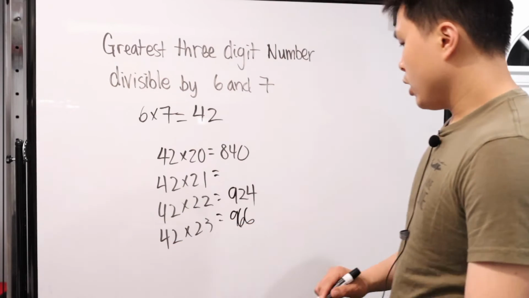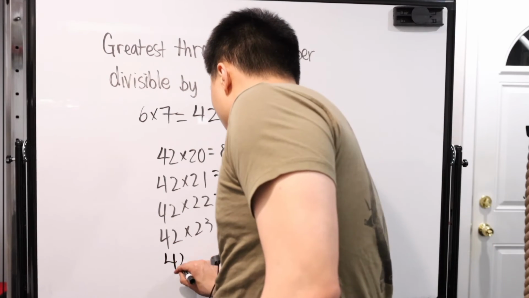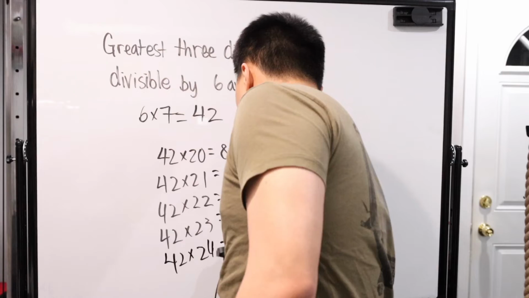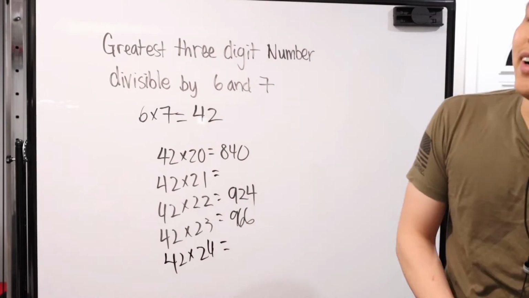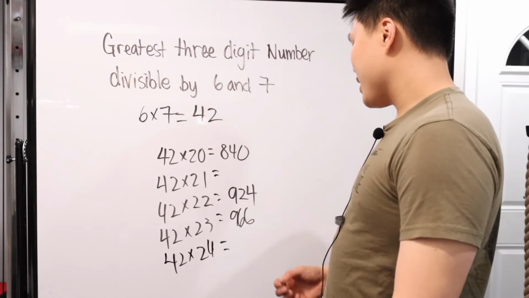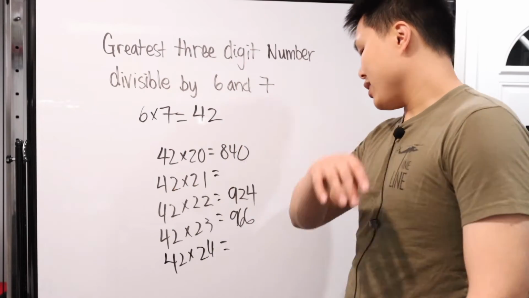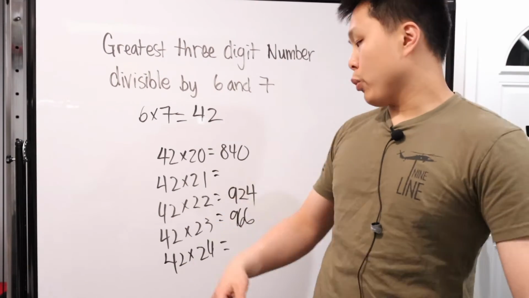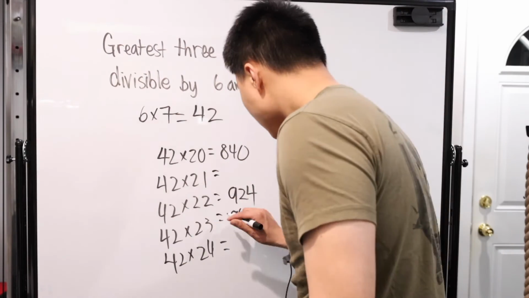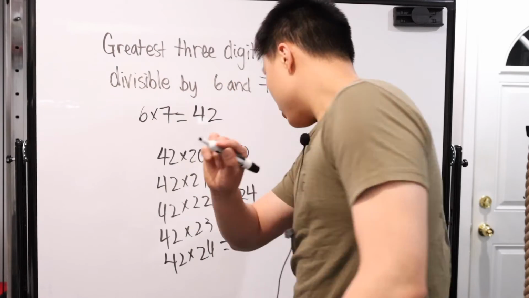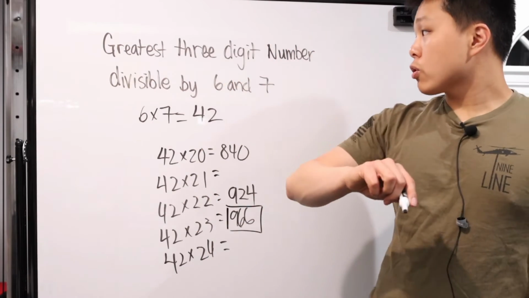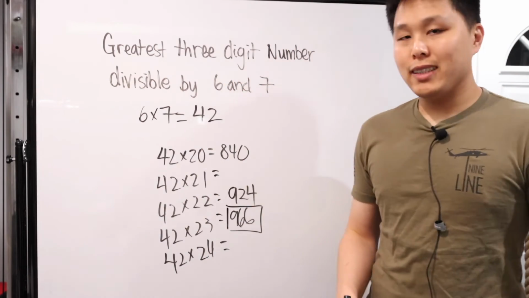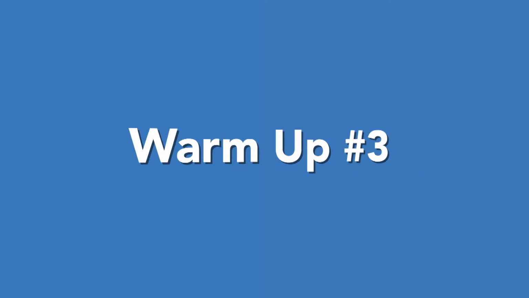That's 42 times 23. 42 times 24, we can make, no, we can't. Right? We have 966, and even if we add a 40, let's not say 42, 40, that's already too much because we have a 60 right here that will push us over 1000. So actually, here it is. 966 is the largest 3-digit number that's divisible by 6 and 7.